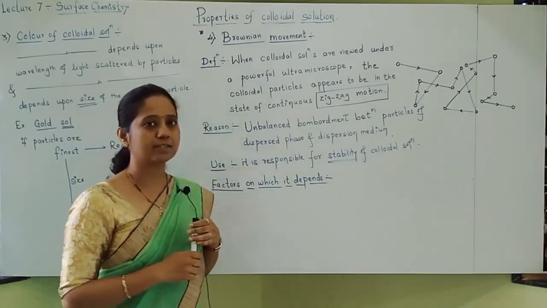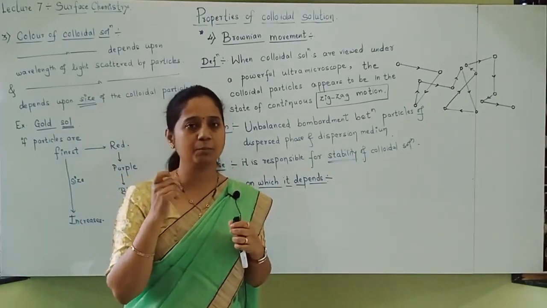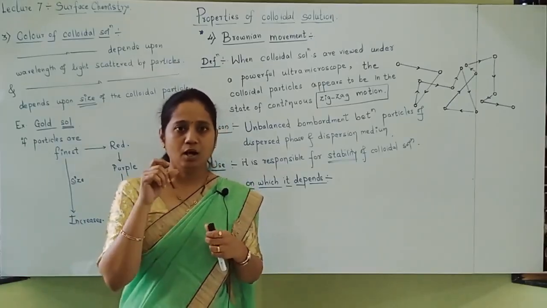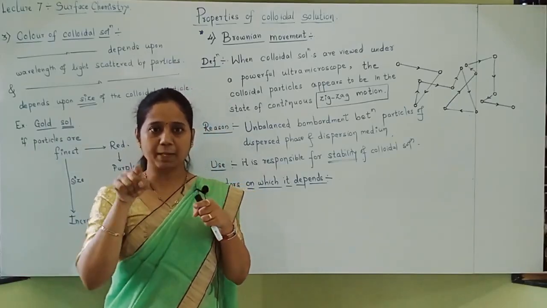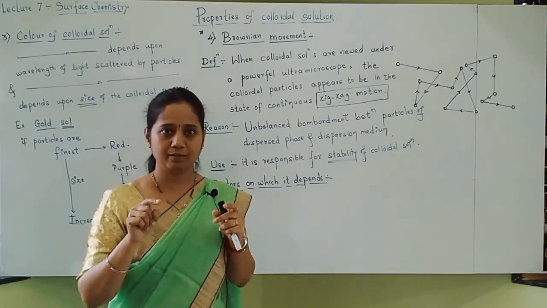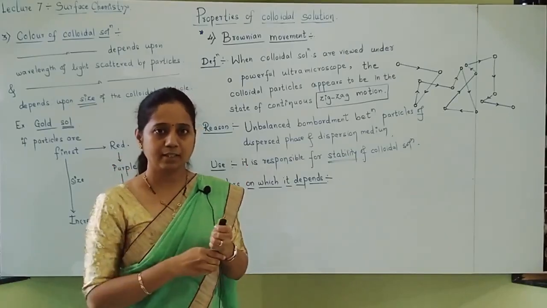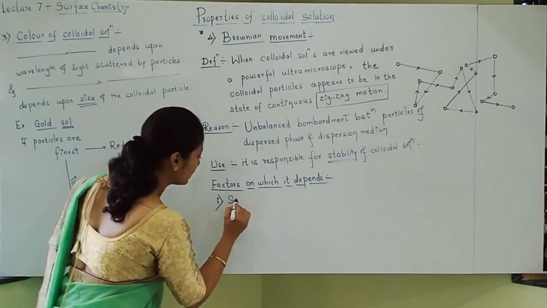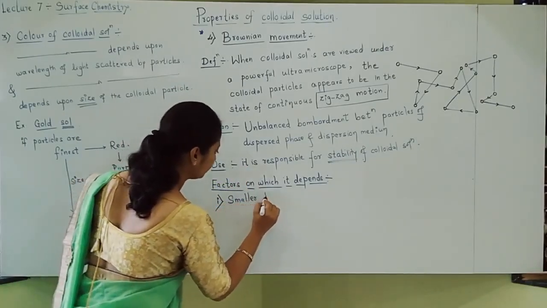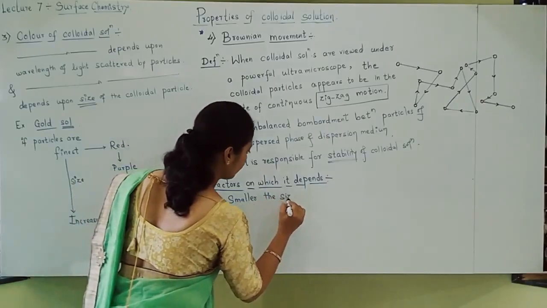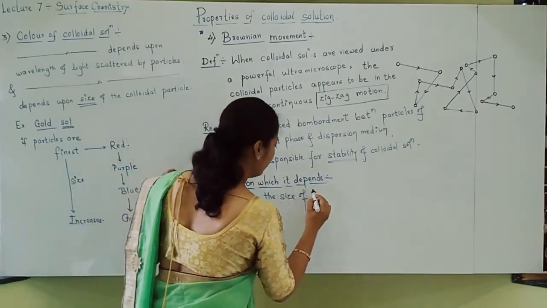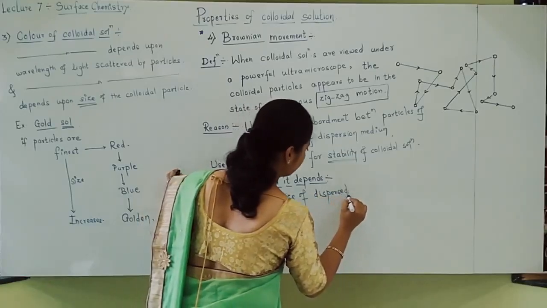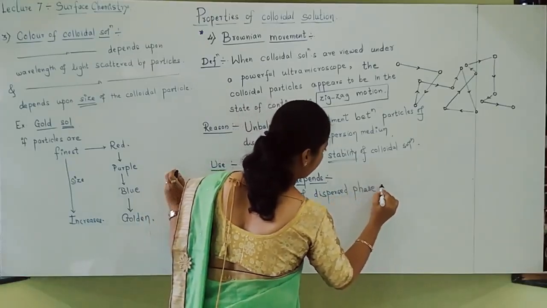Let us move to the factors on which this zigzag motion, Brownian movement, depends. Yes, you can also very easily guess. Particles continuously move in a zigzag way. Then on which factors will it depend? Smaller the size. Whose size should be smaller? Of the dispersed phase particles.